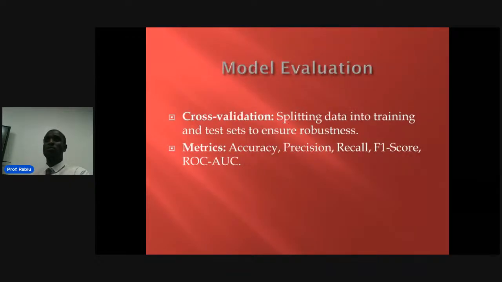Model evaluation. Once you adopt the model, you need to evaluate, right? It's quite important everywhere. You can't do without evaluation in everything. So splitting data into a training and test set to ensure robustness. You split the data, take a chunk of the data, push it into the system, see the output, then you evaluate the result. What is the expected result? What is the actual result? What could be the possible result? Why is it not this? Why is it not that? Why this? We need to evaluate.